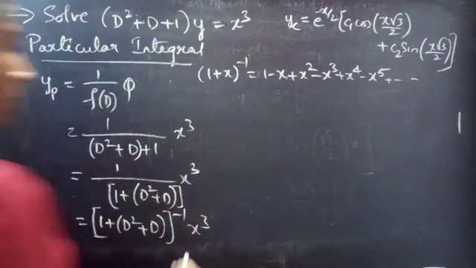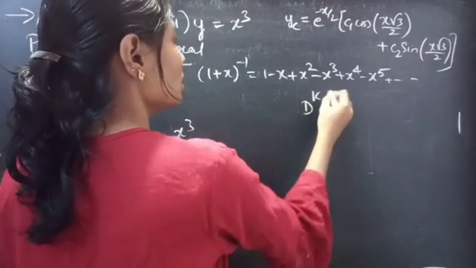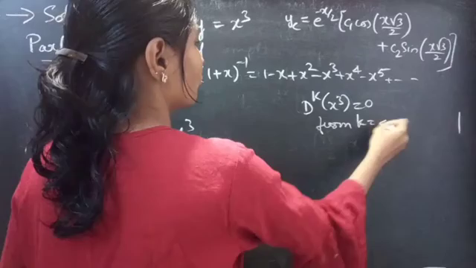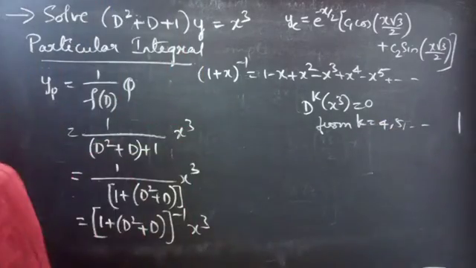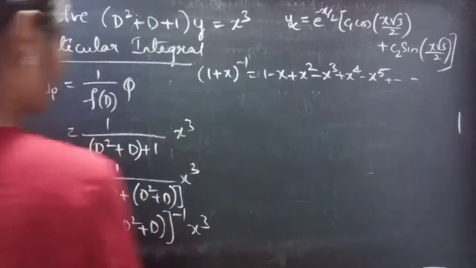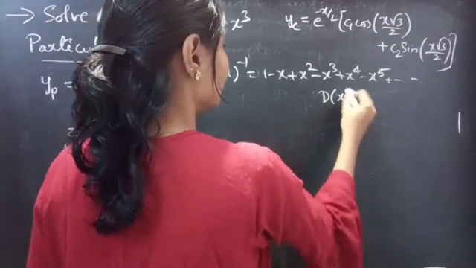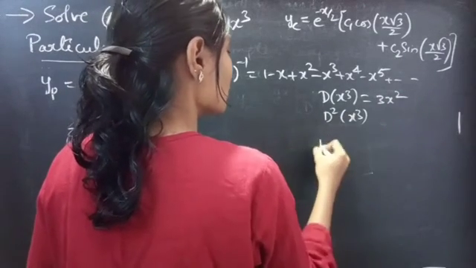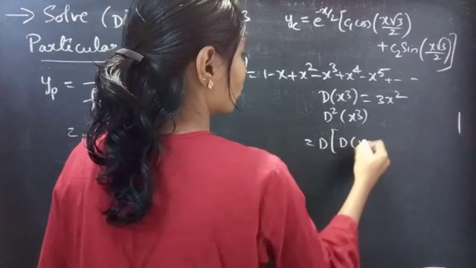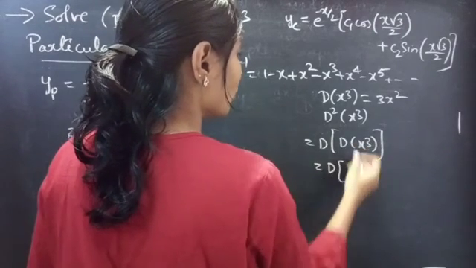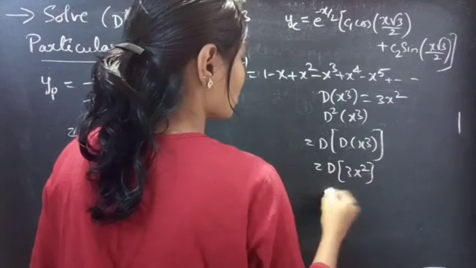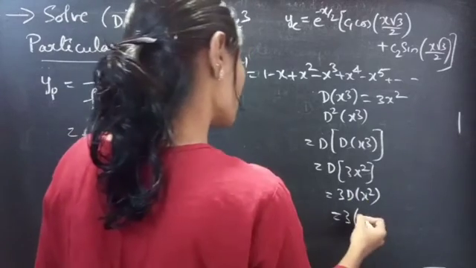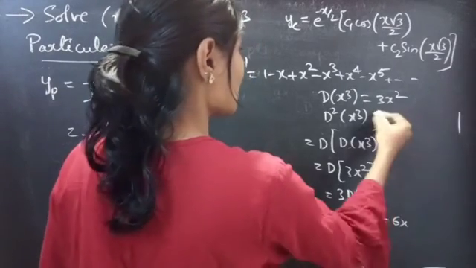Firstly, let's find derivatives of x cube. As I said earlier, d power k of x cube is 0 for k equals 4, 5 and so on. So let's see how we are going to get this. The derivative of x cube is 3x square. Now let's find d square of x cube, which is the derivative of 3x square. This is 3 into the derivative of x square with respect to x, which is 2x. Then we'll get 6x.